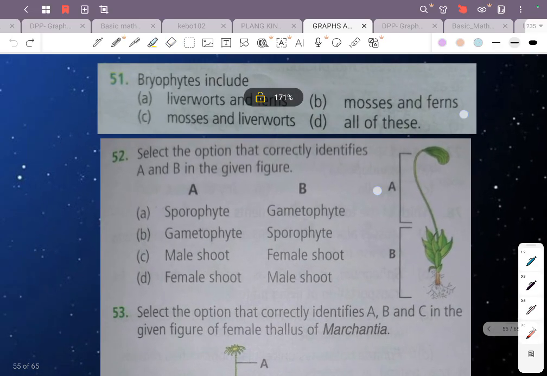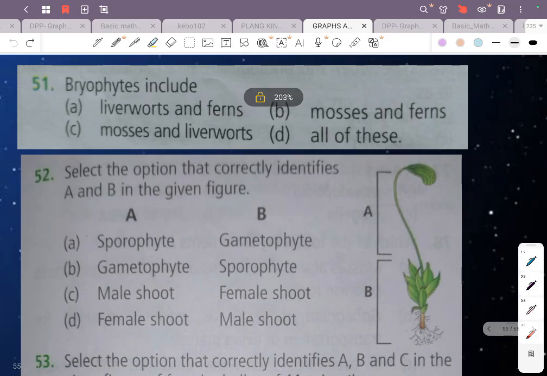Alright, so let's get started with the first question. The first question that we can clearly see on our screens is: bryophytes include option A, liverworts and ferns; option B, mosses and ferns; option C, mosses and liverworts; or option D, all of these. What do you think is the correct answer?